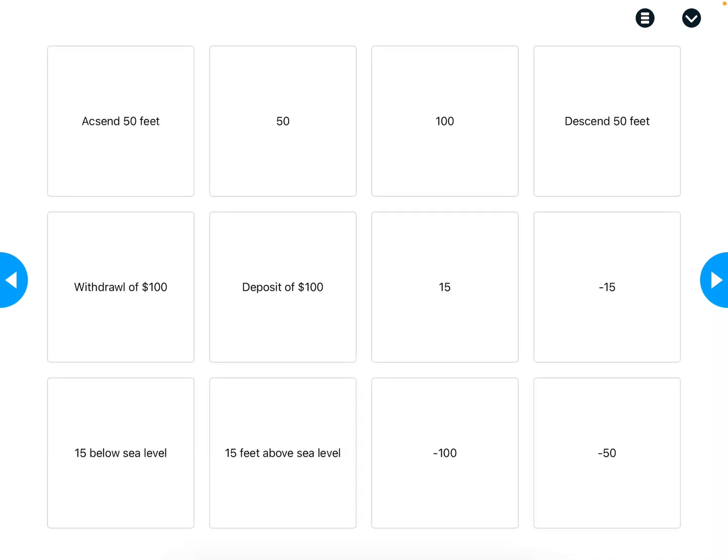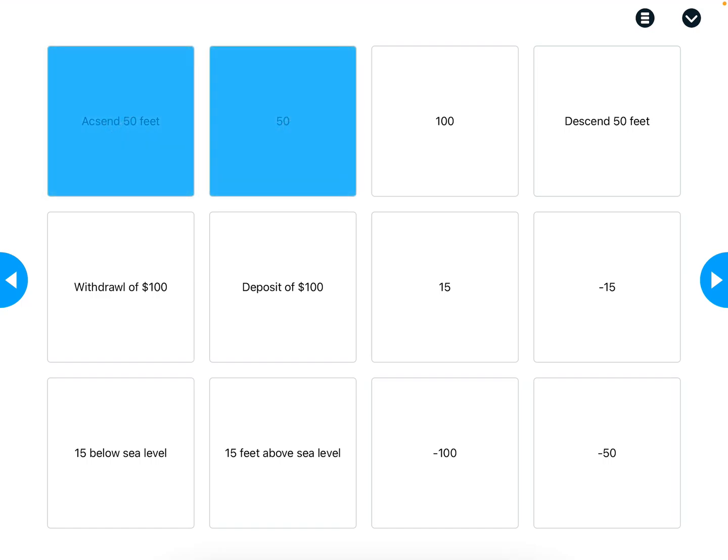Okay, so first we're going to look for pairs of integers themselves, which are positive and negative whole numbers, and the word descriptions. So the first one in the top corner I have is ascend 50 feet. Ascend means to go up, so that would be a positive 50. Okay, moving over in the top right-hand corner, I have descend 50 feet. Descend means to go down. And I remember that because descend has a D for down. So it's going to be a negative 50 feet.